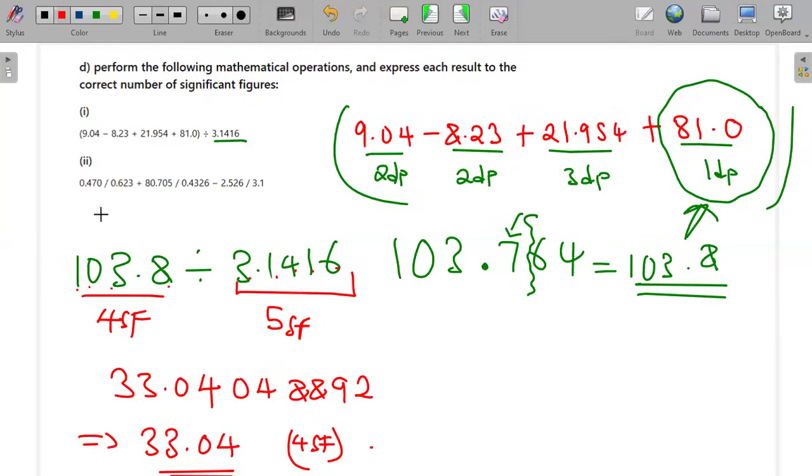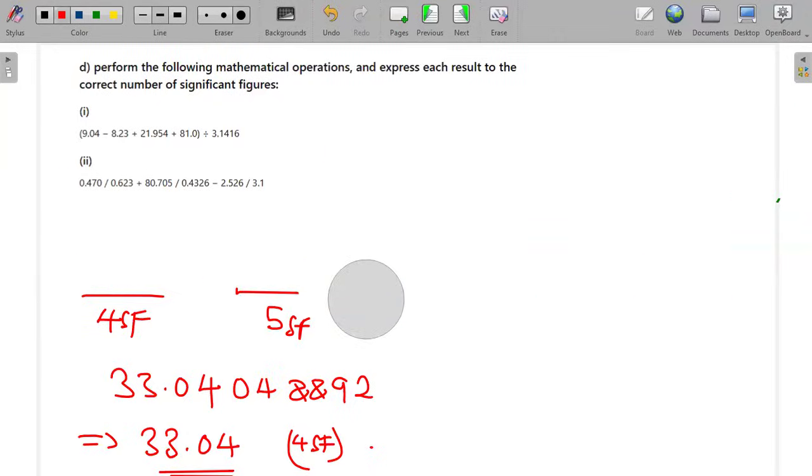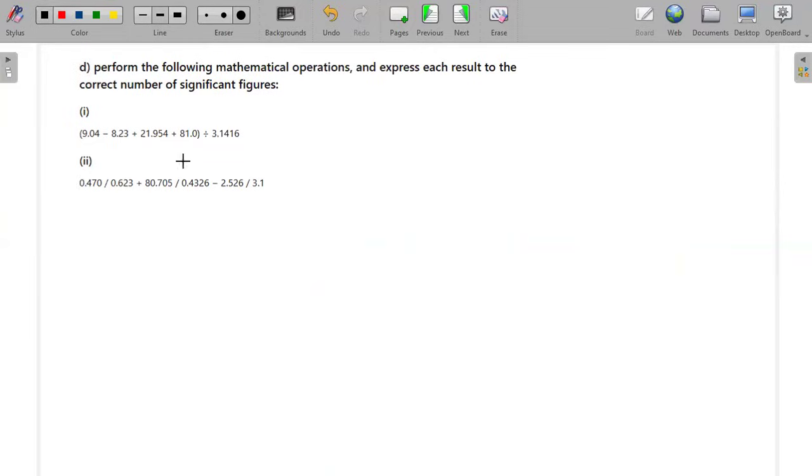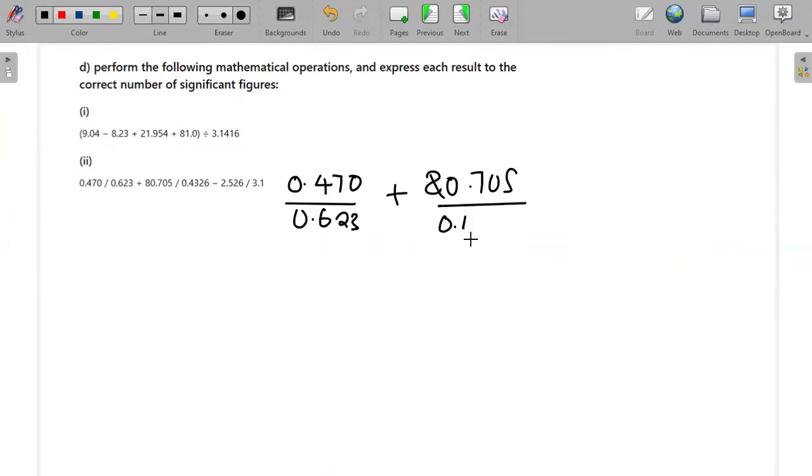Okay, so no questions. Let's look at part 2. Okay, so part 2, let me rewrite it. This is 0.470 divided by 0.623 plus 80.705 divided by 0.4326 minus 2.526 divided by 3.1.